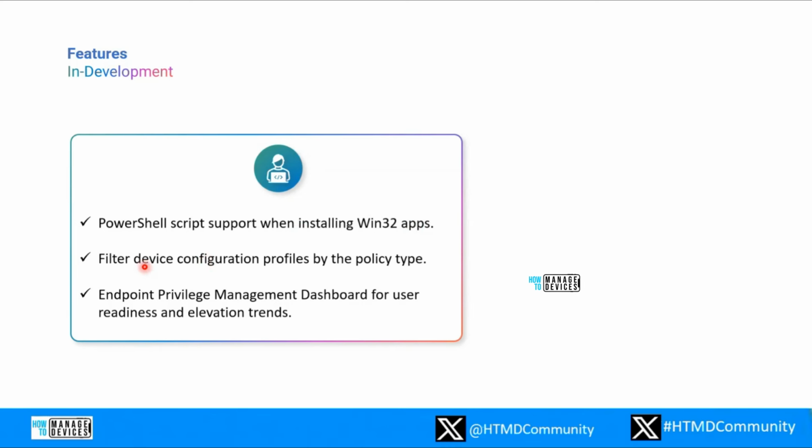And the next is with respect to filtering device configuration by policy types. While navigating to the Intune Admin Center device configuration, you can use Add filter so that you can filter the policies by platform or various parameters, for example, the last modification date. And the next is with respect to the Endpoint Privilege Management dashboard.